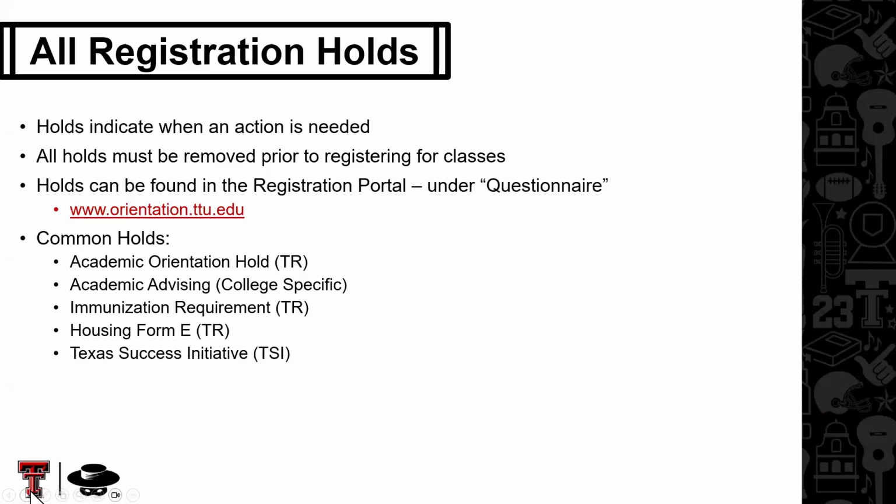Some of the registration holds you'll see, those holds will indicate when an action is needed. All these need to be removed prior to your registering for classes during your orientation. If you're wondering how to find your holds, you can do that when you log into the orientation system at www.orientation.ttu.edu. Under the questionnaire page, which is on the left-hand menu, you'll see where it says questionnaire. You can see all the different holds that you have on your account there. They can also be viewed in RaiderLink.